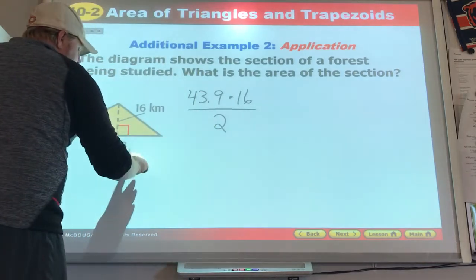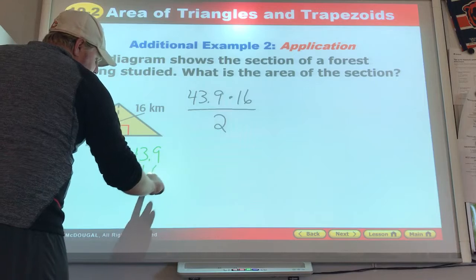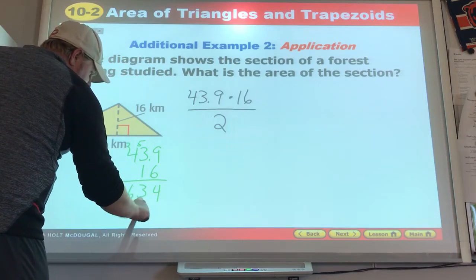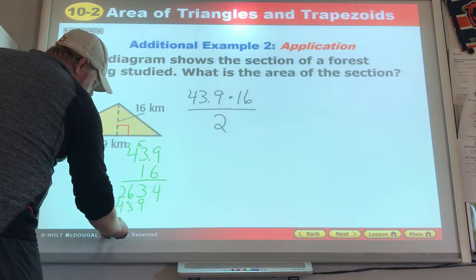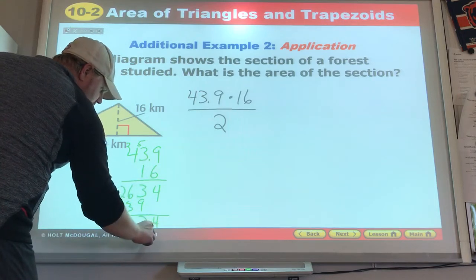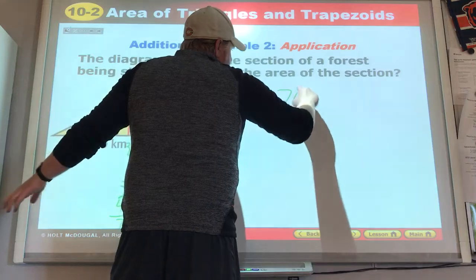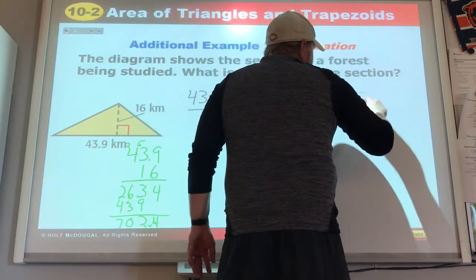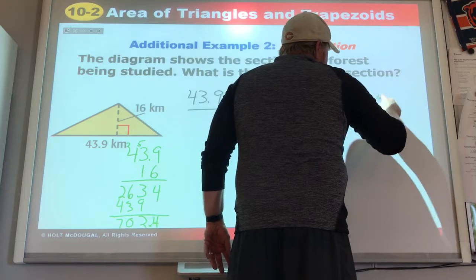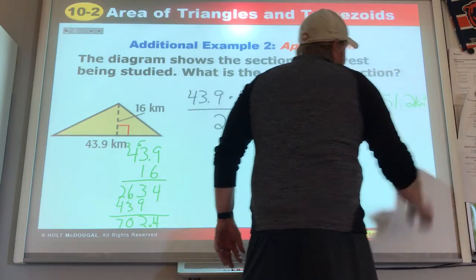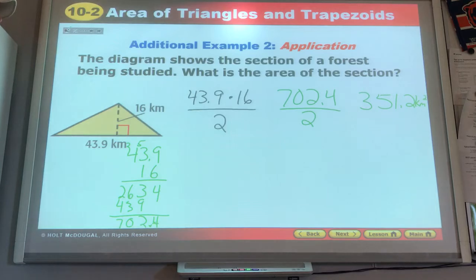All right, so 43.9 times 16, that'd be 18, 23, 4, 26, 9, and 3, and 4. All right, that'd be 4 here, that'd be 12, that'd be 10, that'd be 7. 1 decimal place in, 702.4. 702.4 all over 2. When I do my division, and we can't forget it's kilometers squared. If you would just take 8 times 43.9, you would get the same thing.